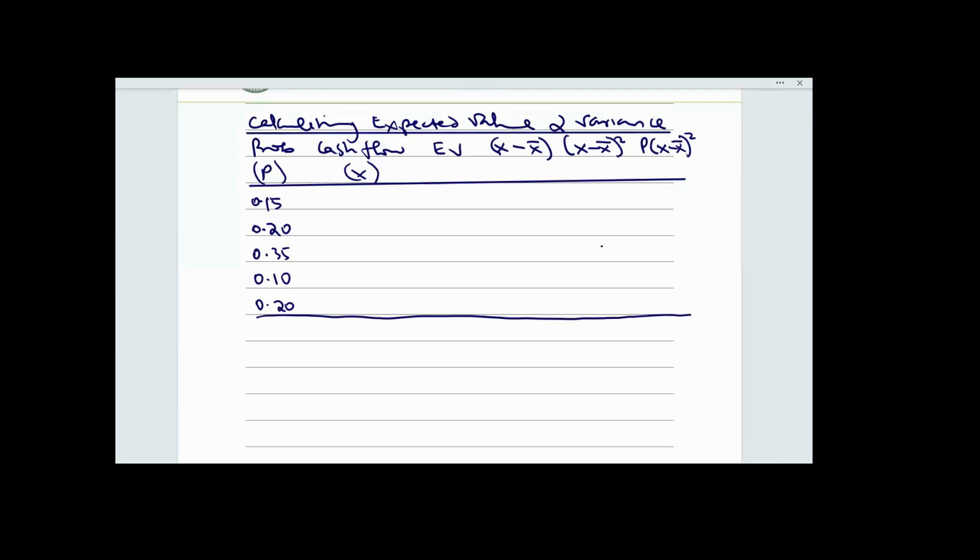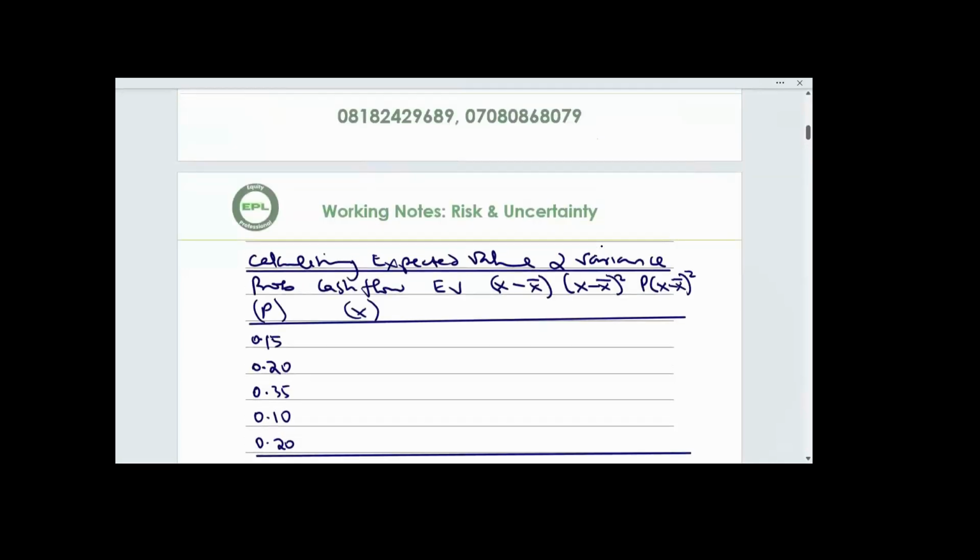Please, at all times, your probability must be equal to 1. Very important. Because if your probability is not equal to 1, you cannot have an optimal solution. Then the cash flow we computed.